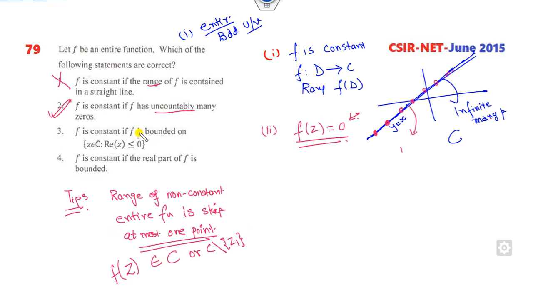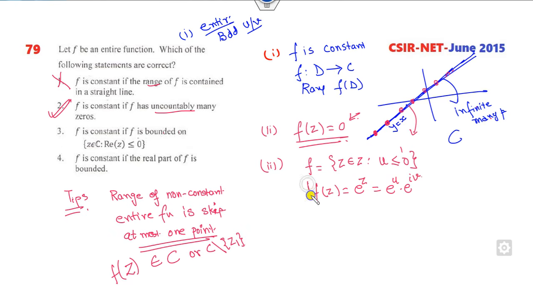F is constant if f is bounded on the set of z such that the real part of z is less than 0. What about that? That would not be true. You can consider an example like this. If I consider e^(u+iv), so e^u times e^(iv), how can you prove that it's a constant? F is bounded.